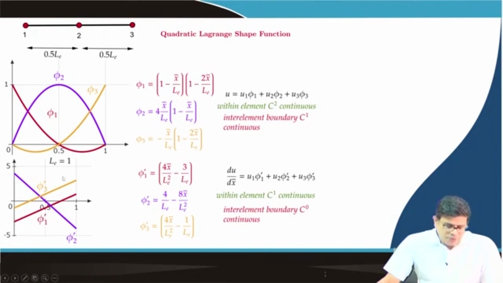Now again, if you look carefully, this polynomial also satisfies the interpolation property, that is, the summation of all shape functions, phi 1, phi 2, phi 3, at any point within the element should be 1.